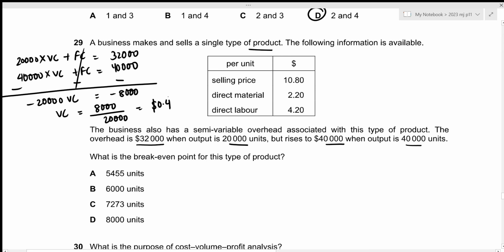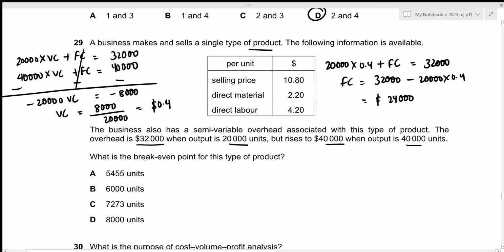Now let's figure out the fixed cost. We can use the first equation, so that will be 20,000 times 0.4 plus our fixed cost. This will be equal to 32,000. So our fixed cost is just going to be 32,000 minus 20,000 times 0.4, which results in the value of 24,000. Now we need to figure out the break-even point.